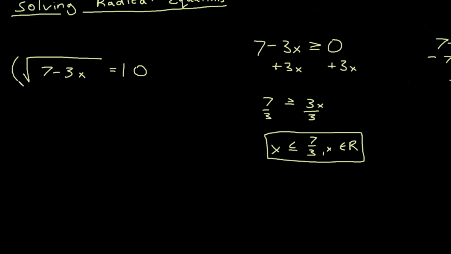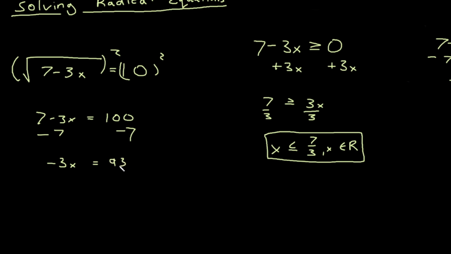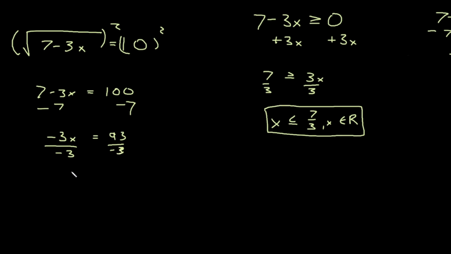So we have 7 minus 3x is equal to 100. Let's subtract by 7, so it's minus 7, minus 7. We have negative 3x is equal to 93. Let's divide by negative 3. We'll have x is equal to negative 31.